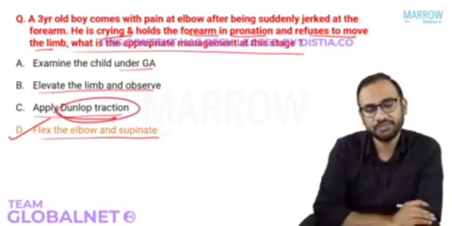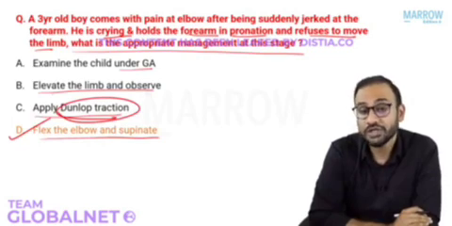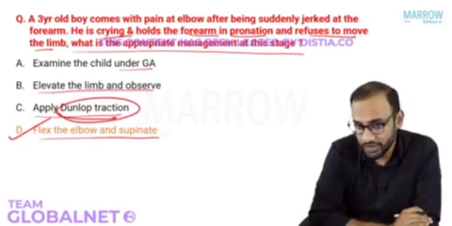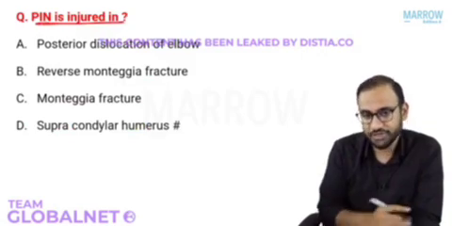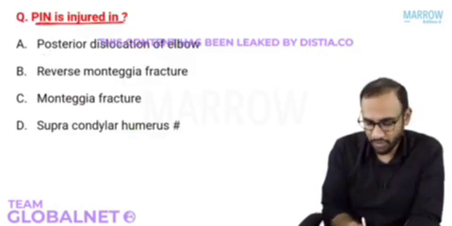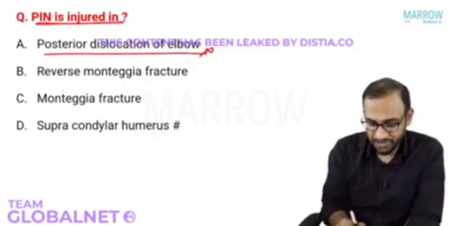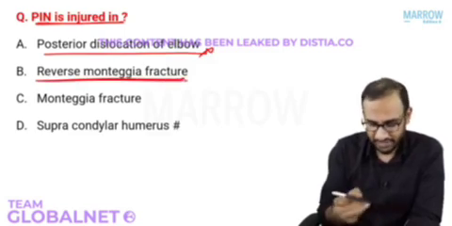Can you tell me Dunlop traction? Where is it used? It's used in compound or comminuted supracondylar humerus fracture. Very good. Pin is injured in posterior interosseous nerve, a branch of radial nerve, is injured in. Posterior dislocation of elbow, no. Ulnar nerve is injured. Reverse Monteggia fracture, it's Galeazzi fracture.